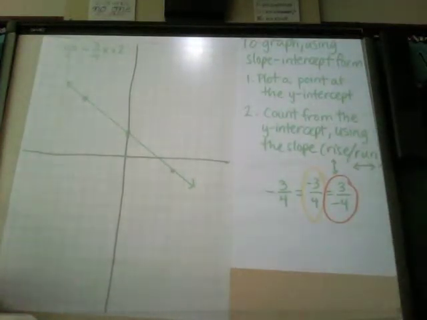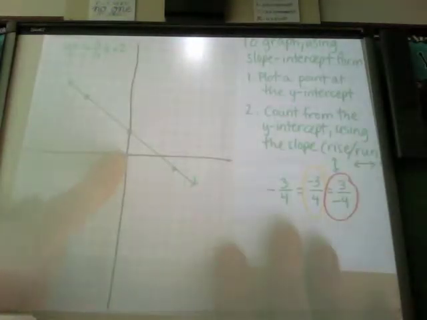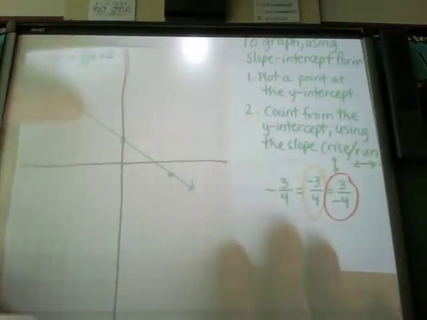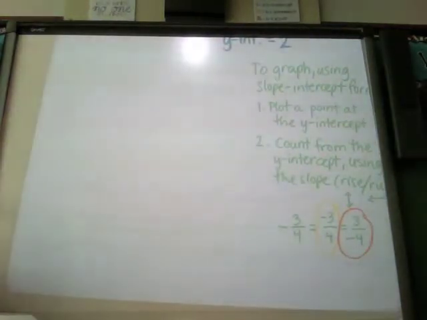Okay, let's do one more. I would like to maybe come back. I'm going to do it on this same grid in a different color. But first, I want to do one more. And here's going to be the difference on this one. This one is not in slope-intercept form.